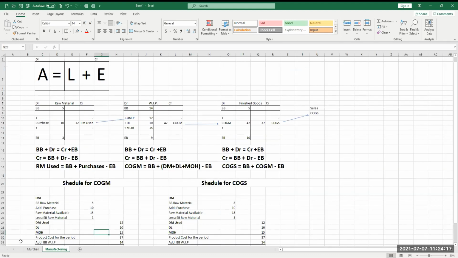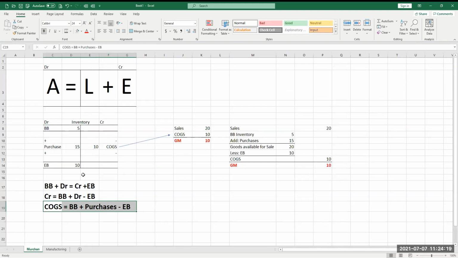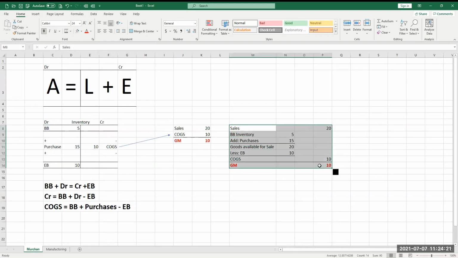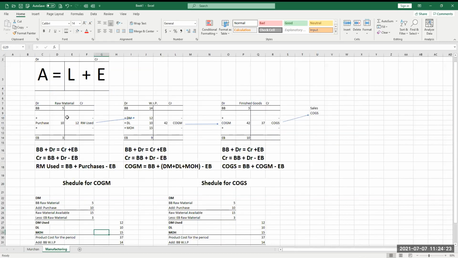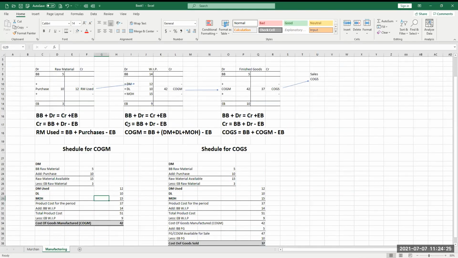Basically, what you have to do, you have to do this calculation 3 times for the manufacturing company. First, to get the raw materials, direct material used. Then you have to do it for the work in process to get the cost of goods manufactured. And the last thing is to do it for the finished goods to get the cost of goods sold.